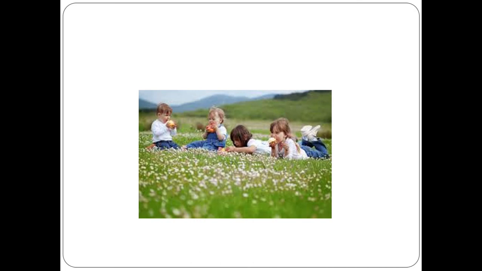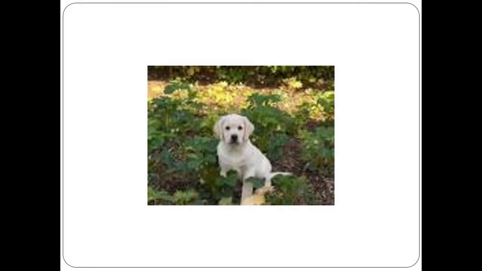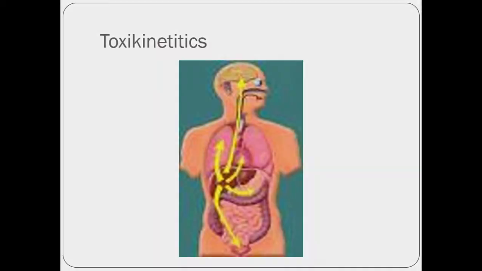Small kids or children going to the farm after spraying, as you see in this picture, can be exposed to organophosphate poisoning through eating contaminated food. Also, animals can be exposed to organophosphate poisoning if they were present in the area of spraying of organophosphates. Okay, what will happen to organophosphate after exposure?